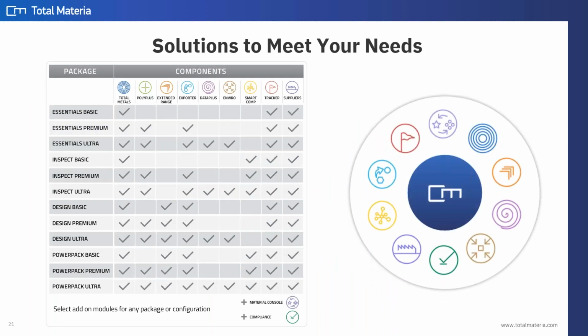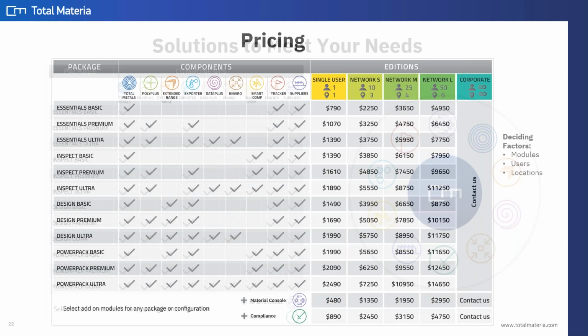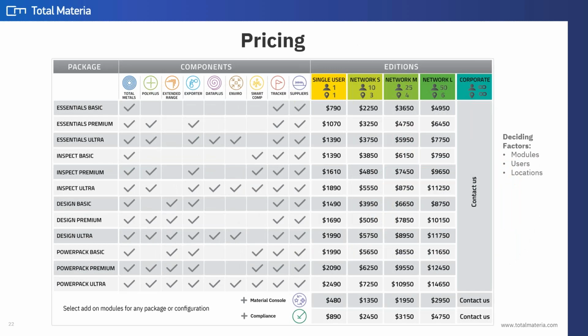You know, one solution doesn't meet everyone's needs. That's why we provide different packages to help you find the right solution for your team. We don't lie about our pricing for single user, network S, M, and L, so 10, 25, 50 user licenses, depending on the locations and the modules you want, so the different components. You have so many different options to find what's really right for you and your team.